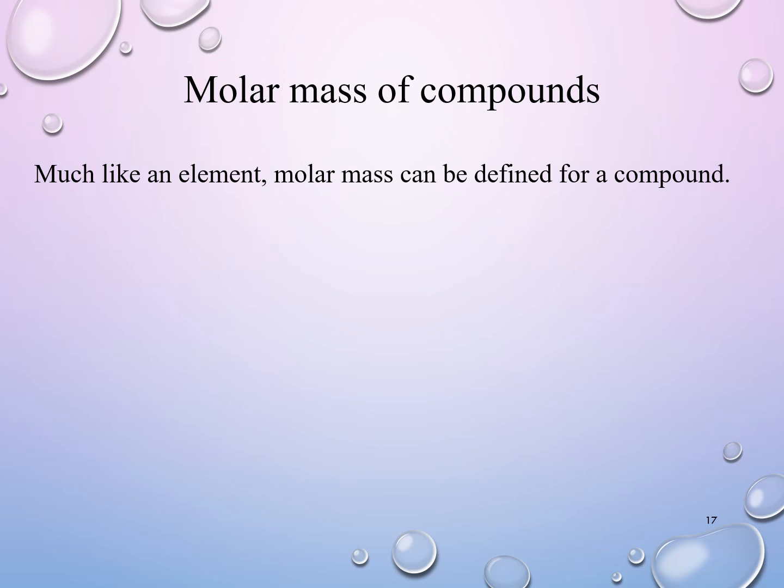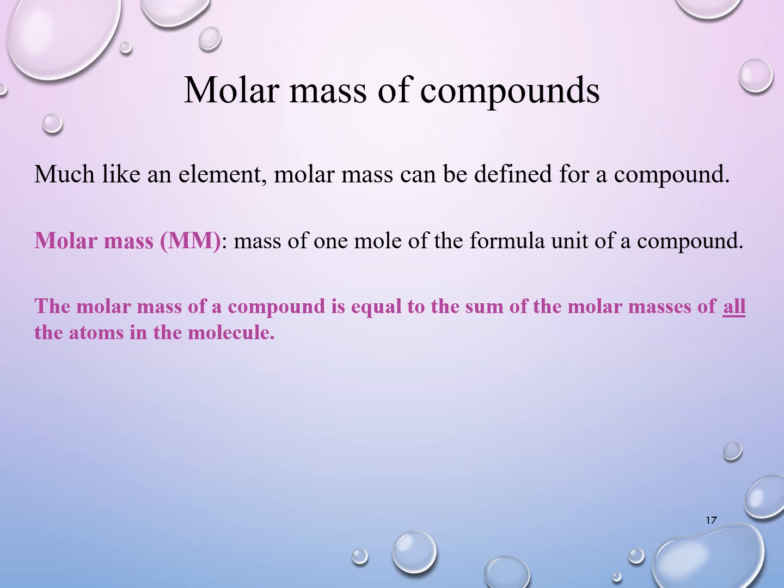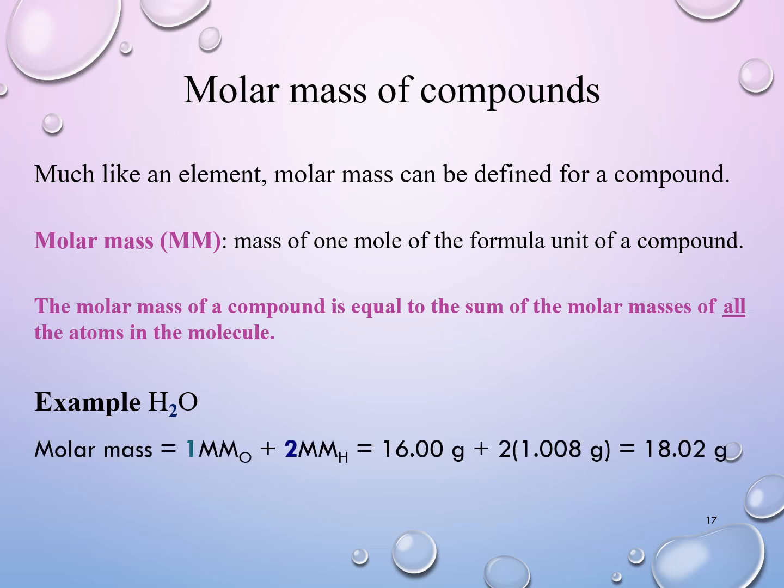Let's talk about molar mass of compounds. Molar mass of compounds, we can use them for a lot of calculations. For example, if we want to do H2O, we would take, similar to earlier, 16 grams for oxygen, one of them, and 2 times 1.008, that's the mass of hydrogen, and you get the molar mass of water as 18.02 grams. We'll use these conversions a lot in our problems coming up.